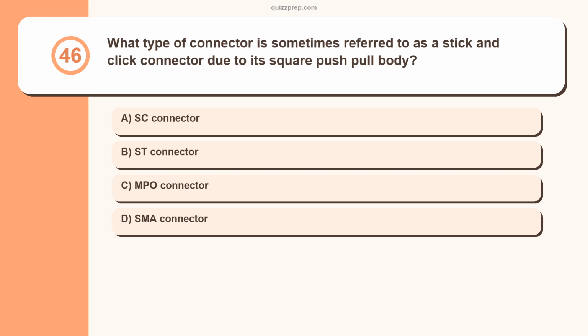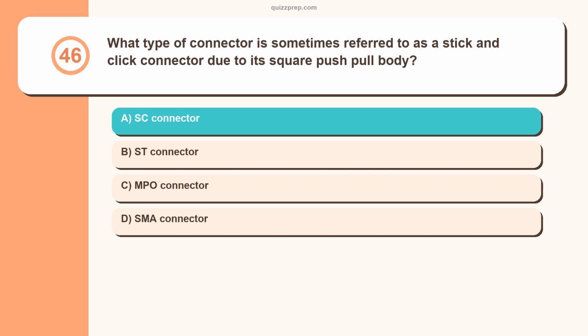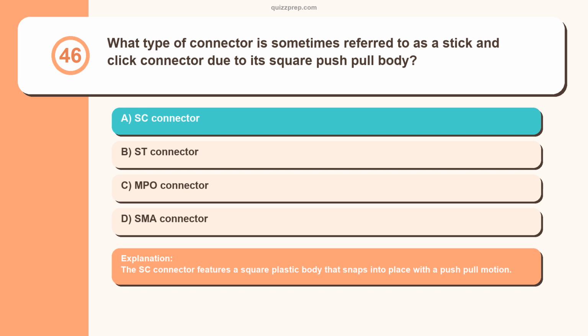Question 46. What type of connector is sometimes referred to as a stick-and-click connector due to its square push-pull body? SC connector, ST connector, MPO connector, SMA connector. The SC connector features a square plastic body that snaps into place with a push-pull motion.